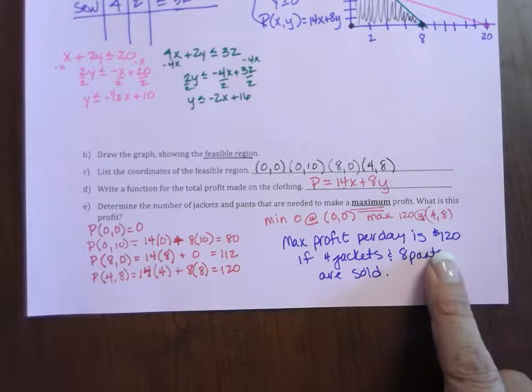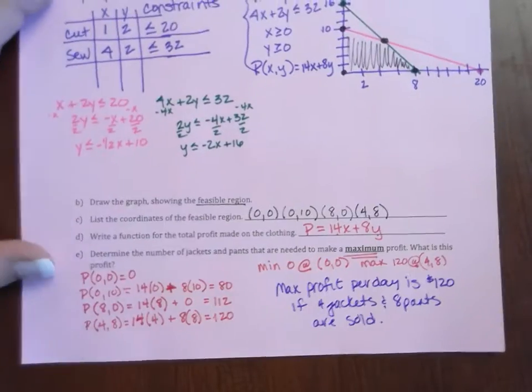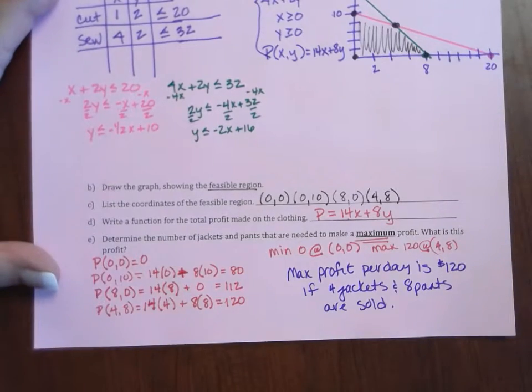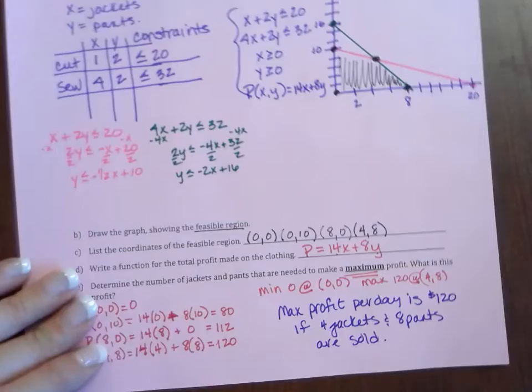Just ask the people at Sears, unfortunately. Okay? So this is valuable information so that companies know, hey, the maximum we can do within our constraints is this, so we have to keep our expenses under this amount so we make money. Okay, good? All right, make sense so far? All right, let's do another one.